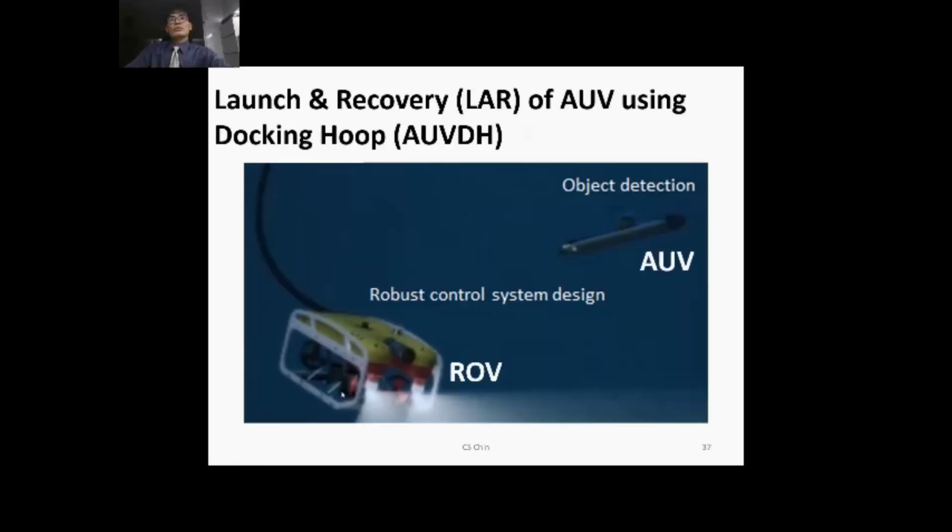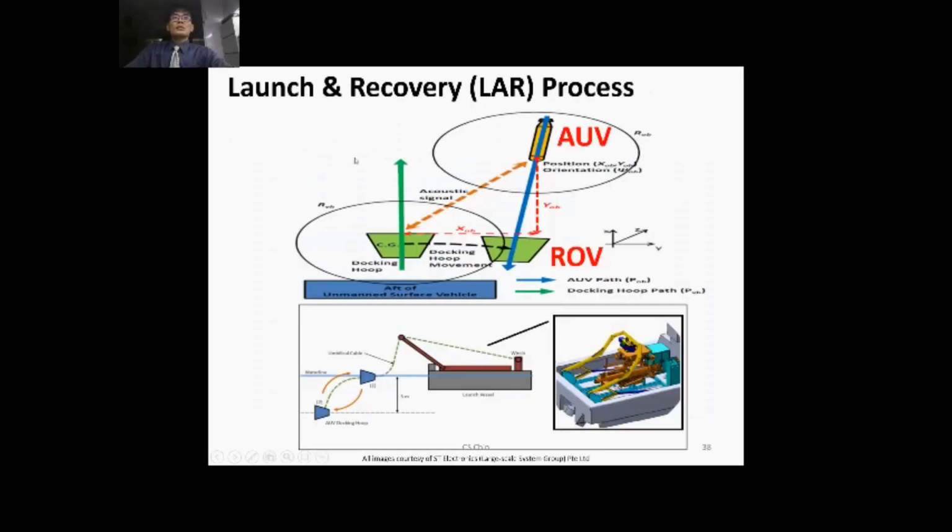So let's look at the simulation results. Launch and recovery, in short LAR, of AUV using the docking hook. Here, what I mentioned in the first few slides, is that this ROV is trying to dock the AUV, meaning trying to capture the AUV inside the cage. So the scenario is such.